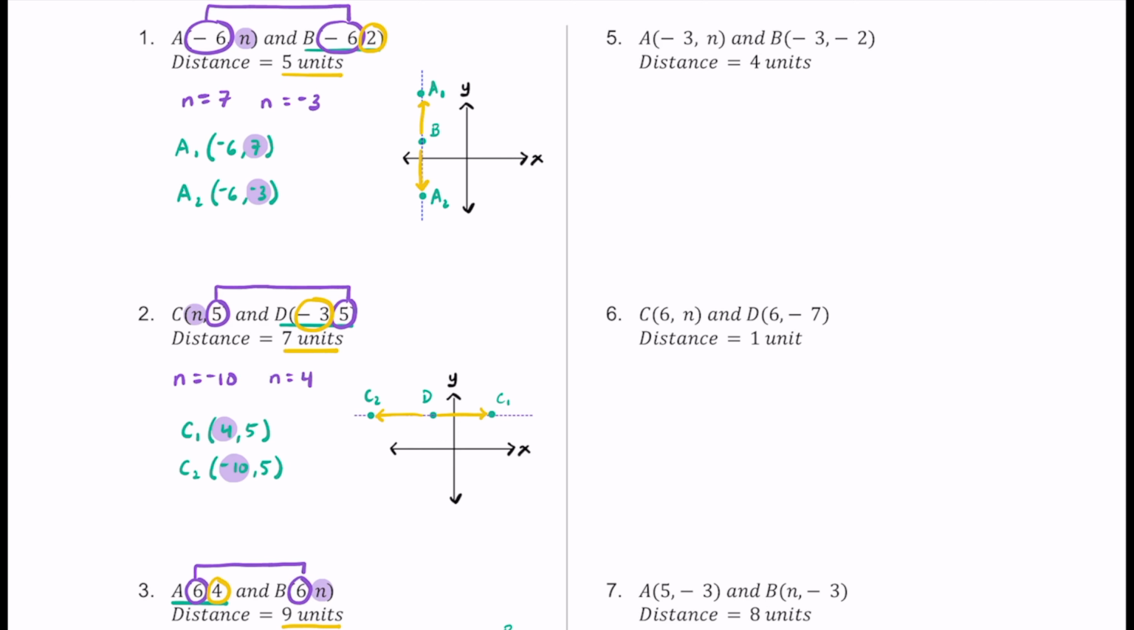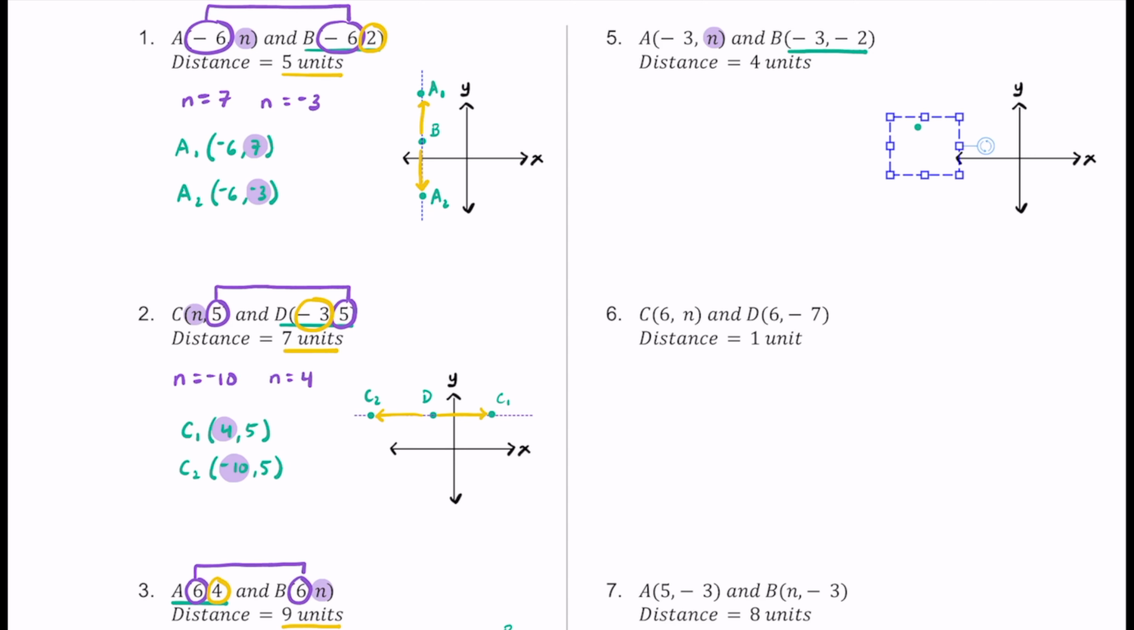For number 5, we have point A, which is at (-3, n), so we're missing a y value here. And we have point B, which is at (-3, -2). Let's start off and plot point B, which is going to be located at (-3, -2), since we have both of those values, and start at the origin. That's 3 units to the left and then 2 units down, maybe something like this. That would be where point B is located.